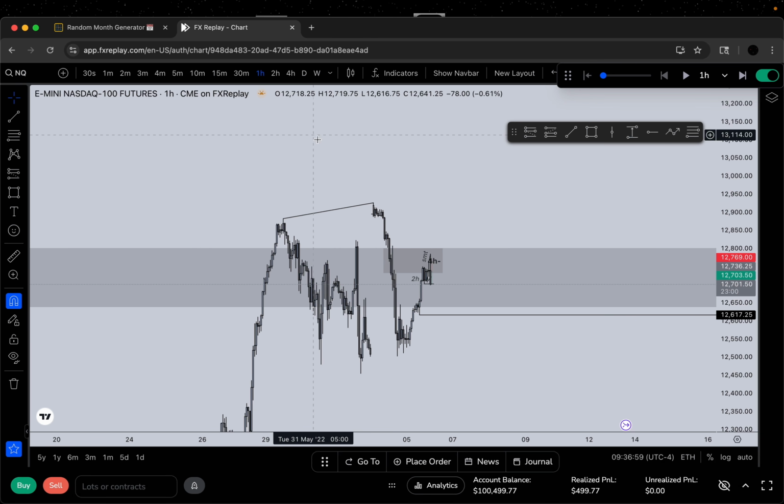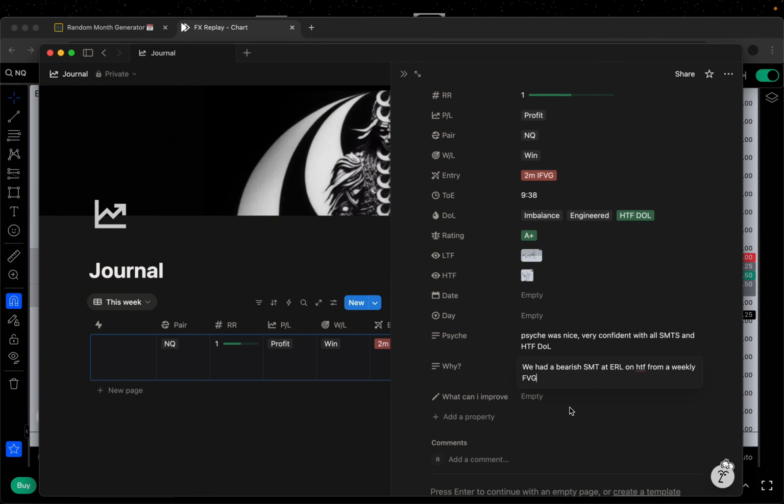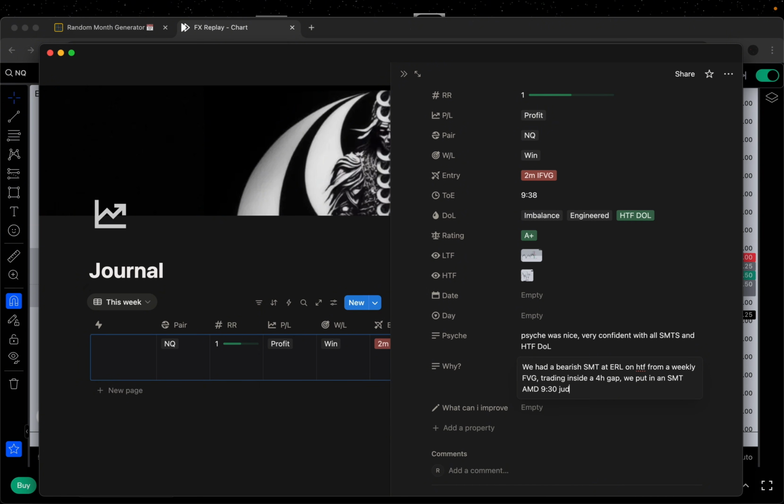So SMT in a high time frame PD array, guess what? That's good. So that's a reason to be bearish. Some LR to the sell side. Actually, I'm not gonna make it more like that. Okay, I'll keep that. Trading inside a 4-hour gap. We put in an SMT, AMD, 930 Judas, giving a clear entry towards an unmitigated 2-hour gap.